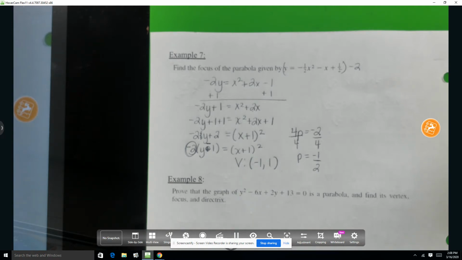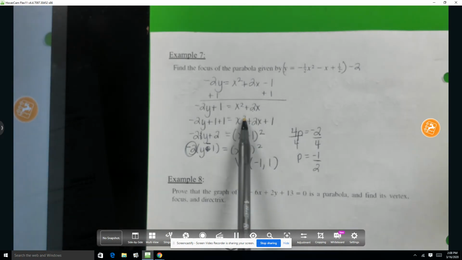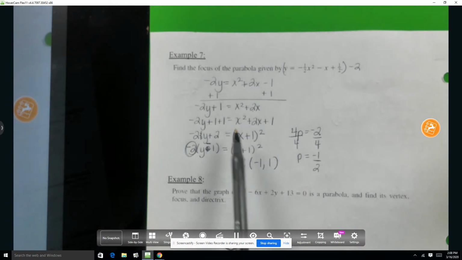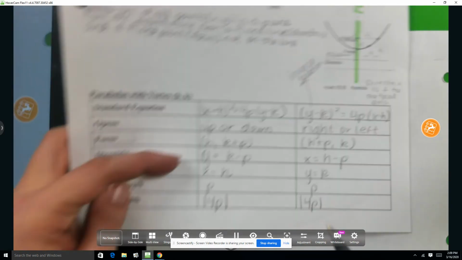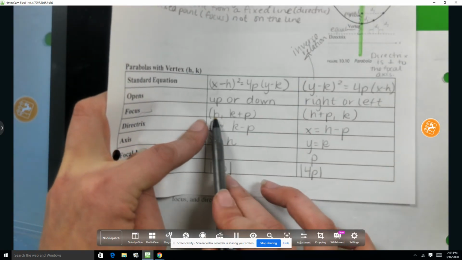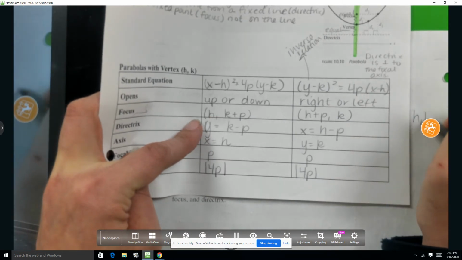So I have to find my focus point. If you go back and look at your first set here, this parabola is going to open up, and this parabola is going to open down. That helps figure out my focus point. My focus point, if you look at your notes, is (h, k + p).